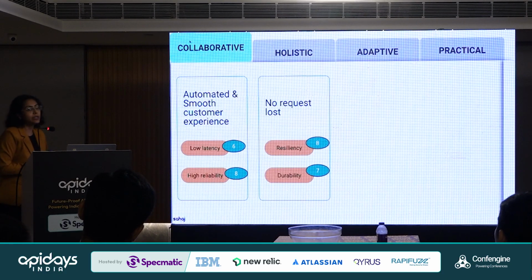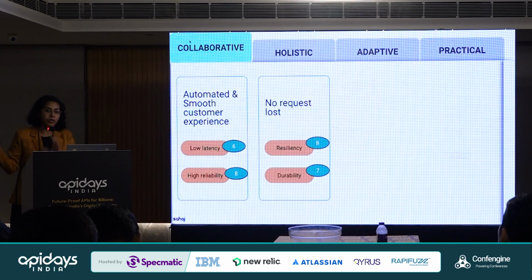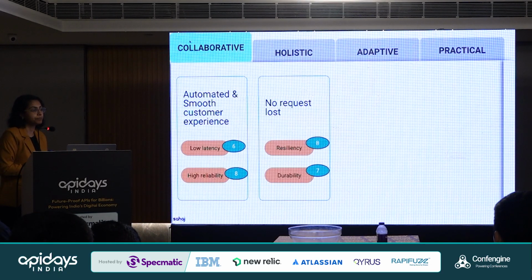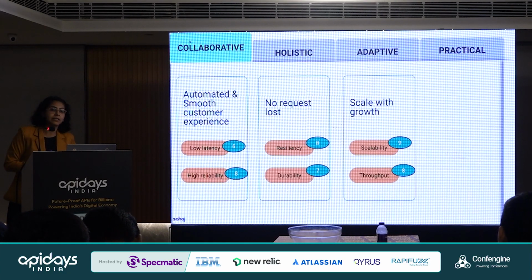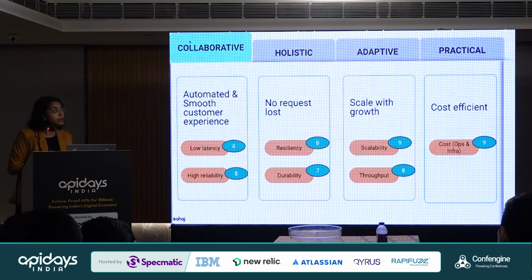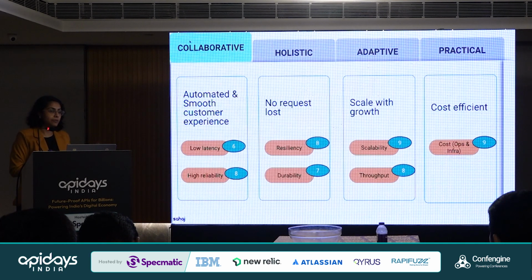Next, we also need to ensure that no return request is lost. Whenever a customer clicks on the return announcement button, it should process it in the background and give a result. That's where we need to ensure resiliency and durability. Also, because our business was growing, we wanted to ensure that our system is scalable and provides high throughput. Finally, one of the most important driving factors was cost efficiency, because we wanted to bring down the operational and infra cost and invest that in building actual new features.